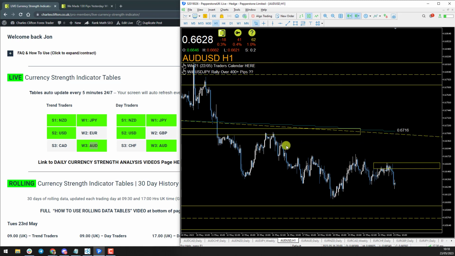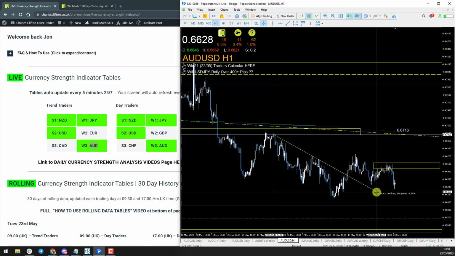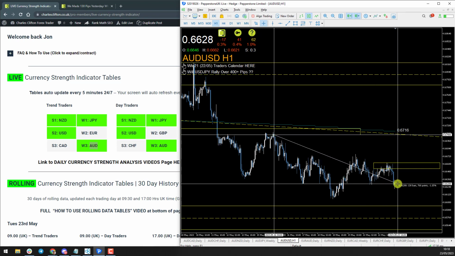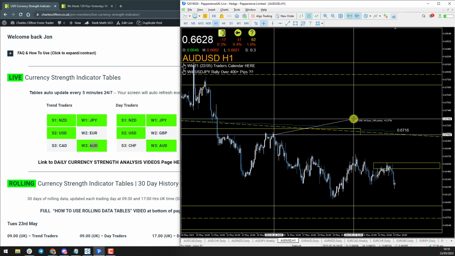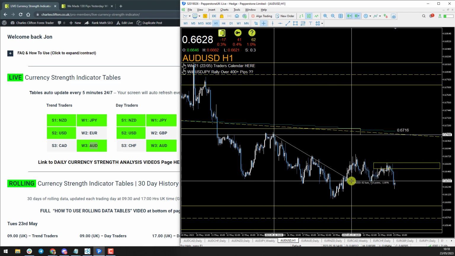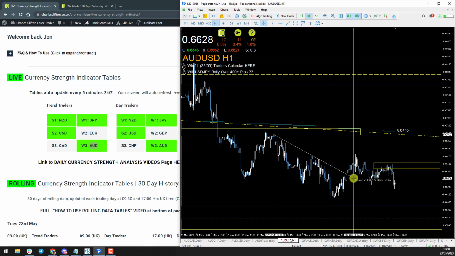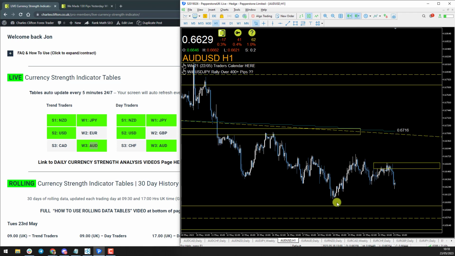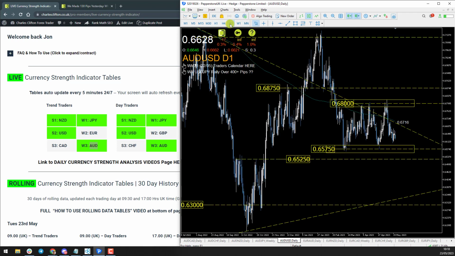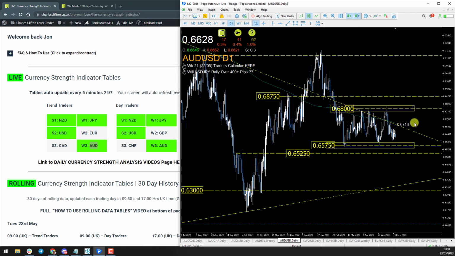Now, if you had just held this and just continued to hold this and you were still short, you're still 76 pips up. Price hasn't come all the way back to entry point yet, and so you still would be in profit. So I'm looking for another opportunity here, because if we go to the daily time frame, there's a couple of areas of interest for us.